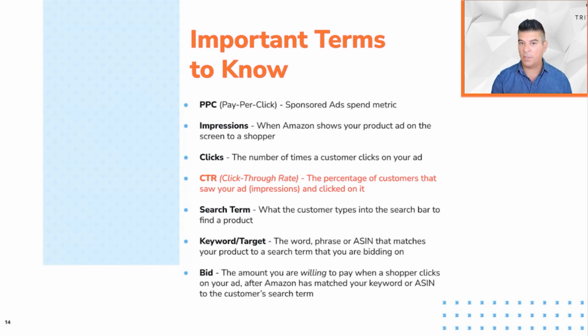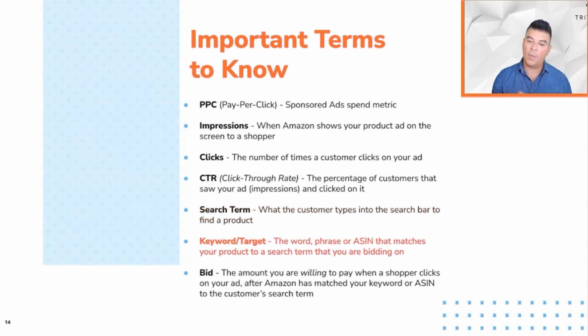They saw it, you have an impression, and then they clicked on it. So it's just the comparison between the two. A search term is whatever the customer types into the search bar to find a product. Like in the example I was just showing you, I typed in the word crutches, and that is the results that came up. Crutches is the search term.